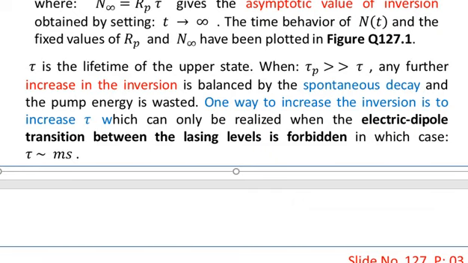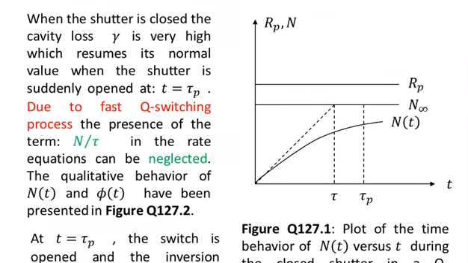One way to increase the inversion is to increase tau. So you see that if we want this N of t curve, that is the population inversion curve as a function of time, to approach close to the value of N infinity, we need to increase this tau. If tau is increased, it will lie along the time axis, maybe for example over here. Then the spontaneous emission process is controlled somewhat, and the population can still be increased.